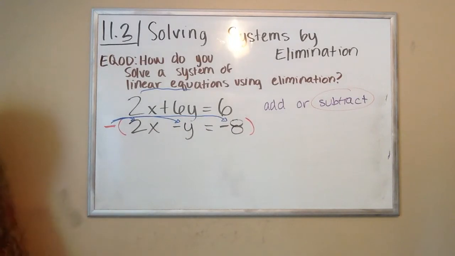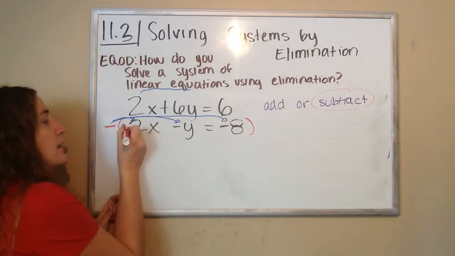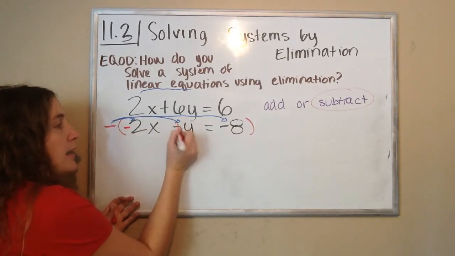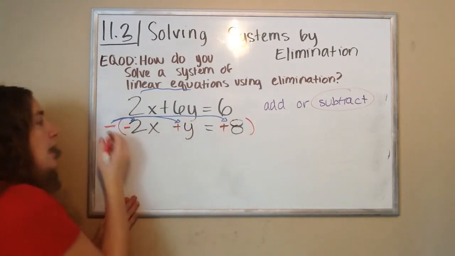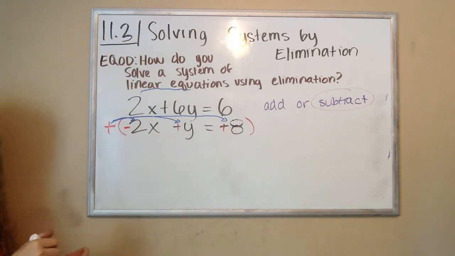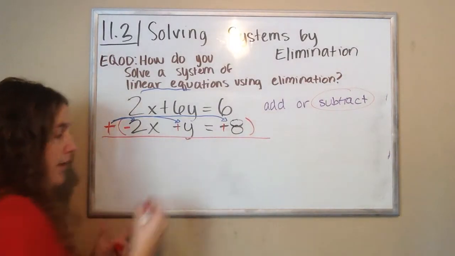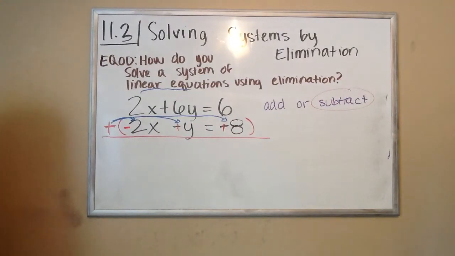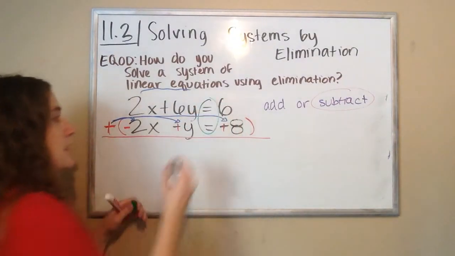Distribute out the negative so that I can add. Once I distribute that negative, I get -2x, positive y, and positive 8, and this turns into an addition. Every single sign changes. Now I have an addition problem, and I like those better. Notice that the equal signs are still lined up.